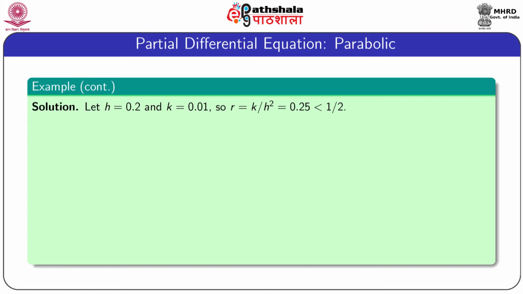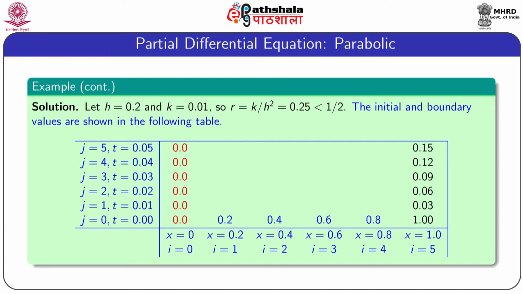To solve this equation, we assume that h equal to 0.2 and k equal to 0.01. Therefore, the value of the parameter r equals k by h square, in this case alpha is 1, so r equals 0.25 and it is strictly less than half. That means the scheme gives the stable solution for the heat conduction equation.